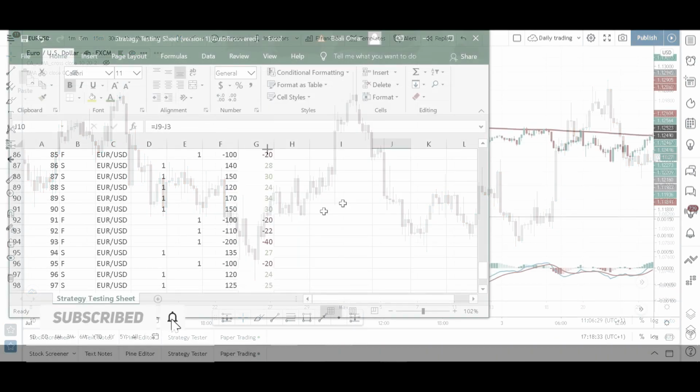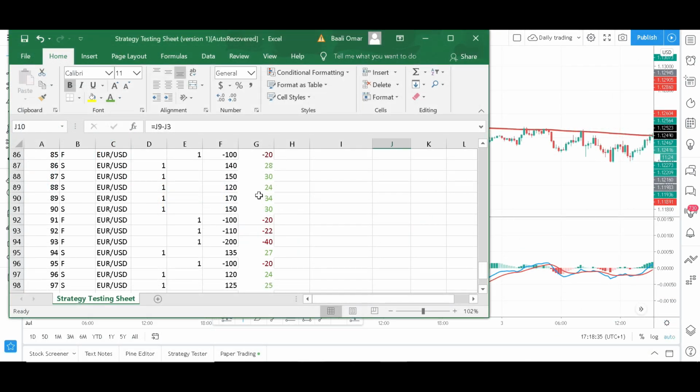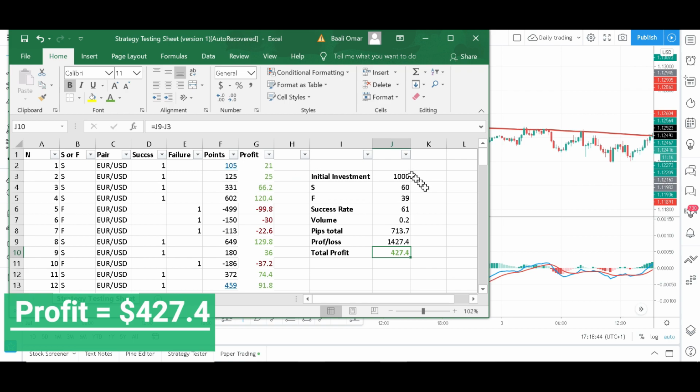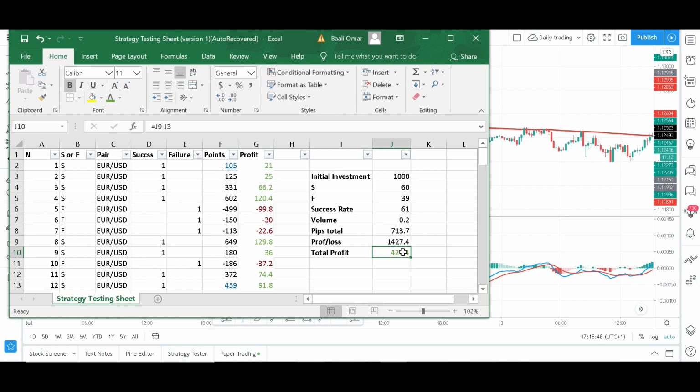Now, let's look at our backtesting results. We have tested the MACD crossover strategy on the Euro-USD pair for 100 times. We have made a total profit of $427.4. The success rate of the strategy is around 61%, which means for every 10 trades made, 6 of them will end up hitting the take profit point.